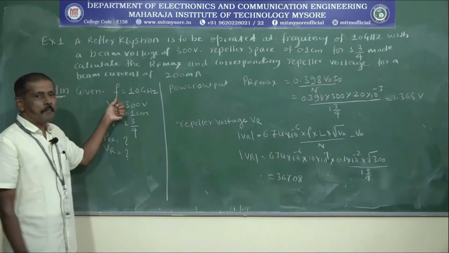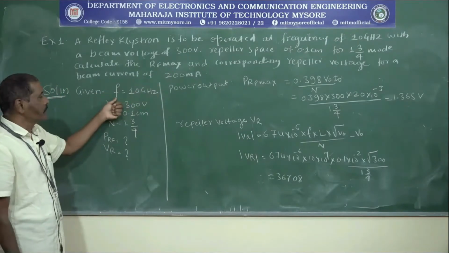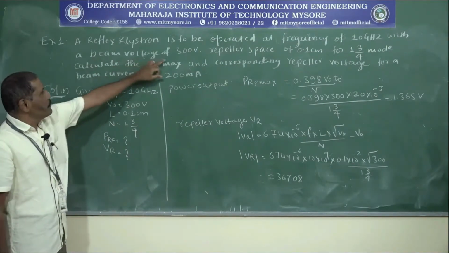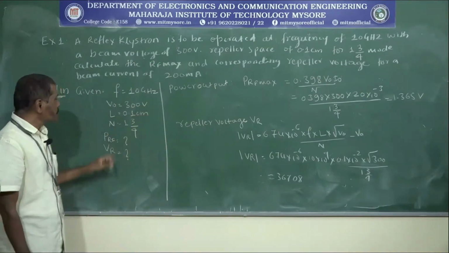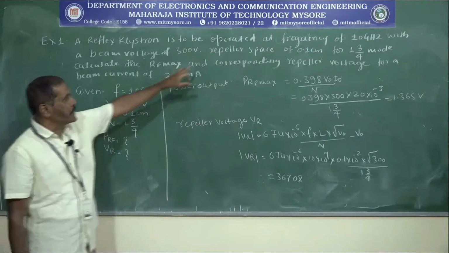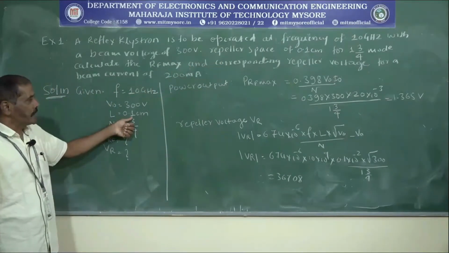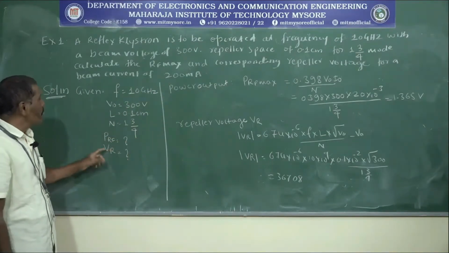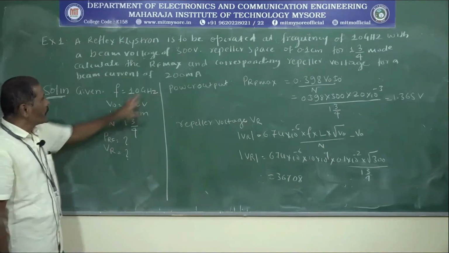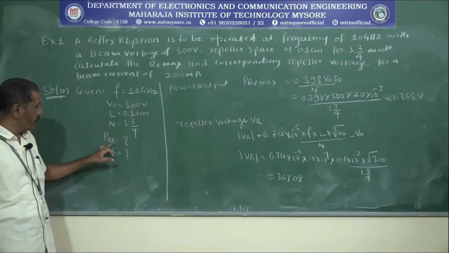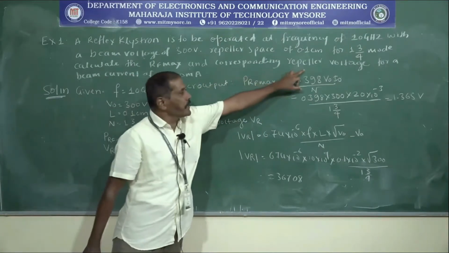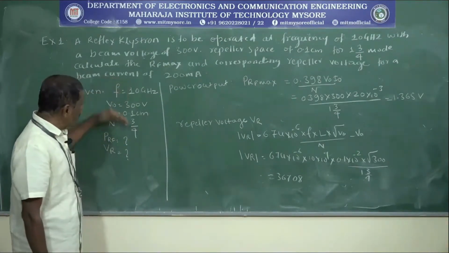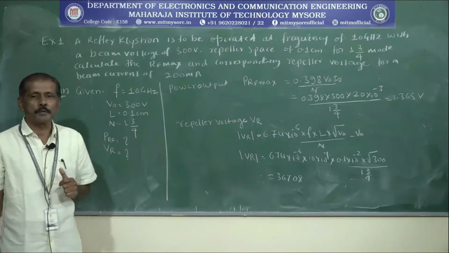In the given problem, the operating frequency is given, so that f is equal to 10 gigahertz, and the beam voltage is given, that is equal to 300 volts. The repeller space L is given as 0.1 centimeter, and the operating mode is given, so that N is equal to 1 3/4. It is asked that you calculate the RF maximum, that is written as the maximum RF power, and that you calculate the repeller voltage, VR. These are the two parameters you are supposed to calculate.